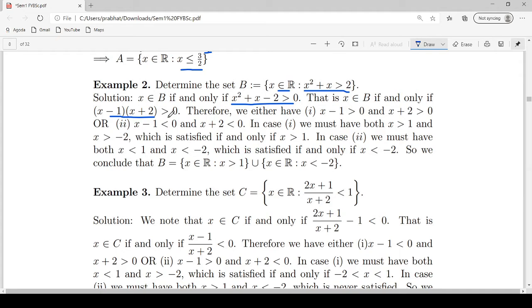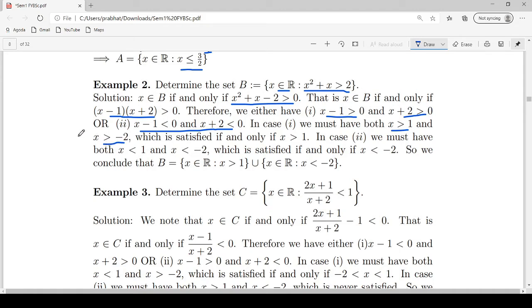Now x minus 1 is a real number, x plus 2 is a real number, and the product of two real numbers is greater than 0. That means either both are greater than 0 or both are less than 0. So therefore either x minus 1 is greater than 0 and x plus 2 is greater than 0, or x minus 1 and x plus 2 both are less than 0. Now x minus 1 greater than 0 implies x should be greater than 1, and x plus 2 greater than 0 implies x should be greater than minus 2.